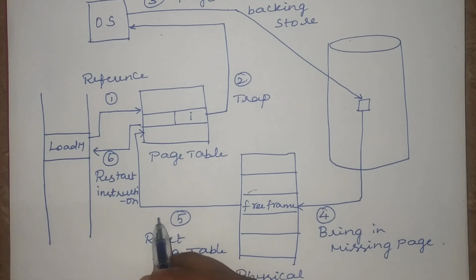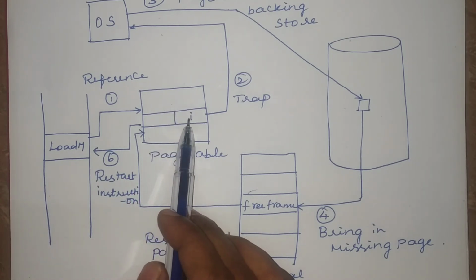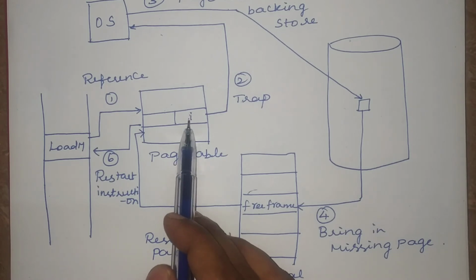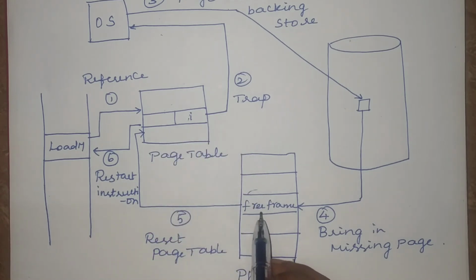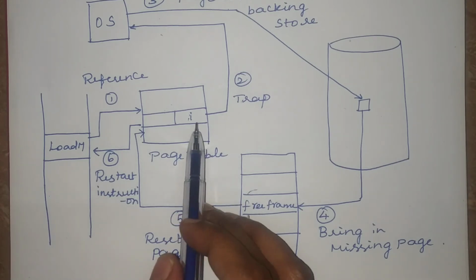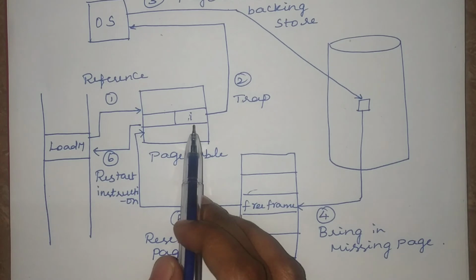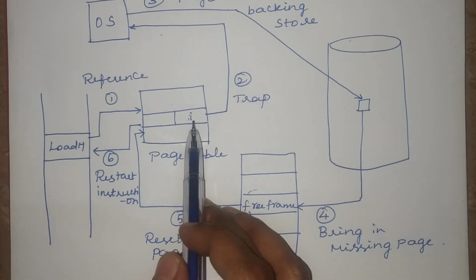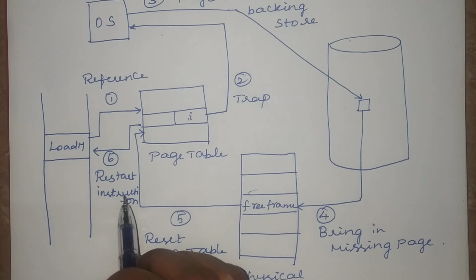In step 5, we have to reset the page table. So why are we doing the reset operation on this page table? Already it is noted that the invalid reference bit has been mentioned for this particular page. Now that particular page is available in physical memory, so we have to change this reference bit from invalid to valid. And finally, we are restarting that instruction. Right, we are restarting that instruction.